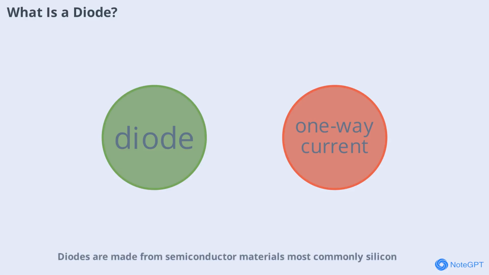Diodes are made from semiconductor materials, most commonly silicon, and are designed with two terminals, the anode and the cathode. When voltage is applied in the correct direction, the diode conducts electricity. If the voltage is reversed, it blocks the current. This simple yet powerful function is the foundation of many electronic devices.